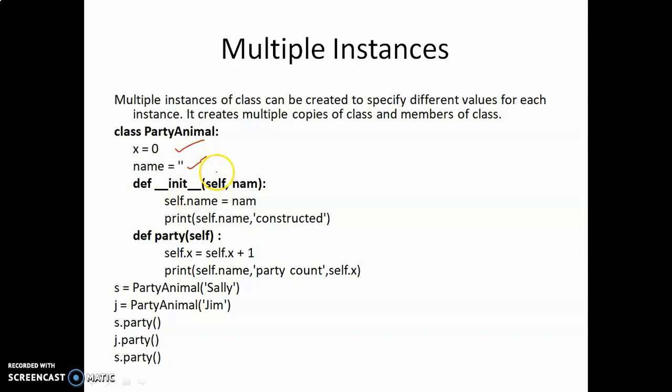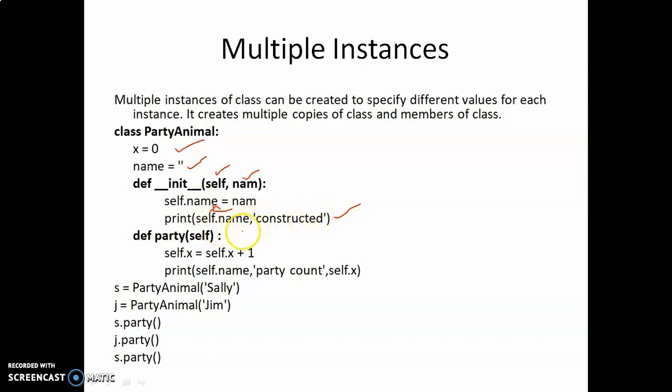And in the init method we have one parameter which is self, and another parameter to assign the name variable value, so that whenever you are constructing the object, you will pass the name value for the name variable. That is assigned to the name variable of the class. And then it prints the name variable value, and it shows the word constructed.